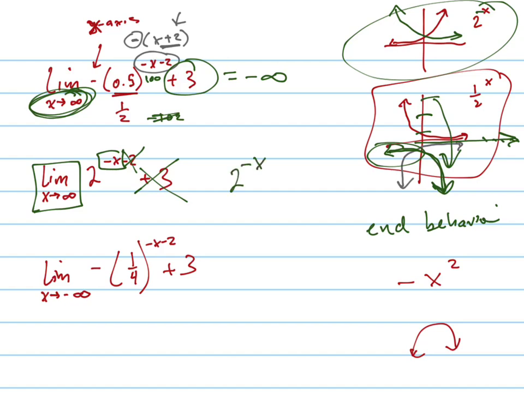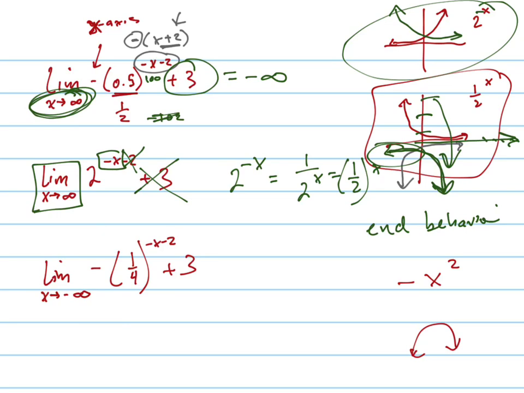2 to the negative x is the same as 1 over 2 to the positive x, which is like 1 over 2 to the x. That's what I meant. It's not a root. It just flips it. A root is a square root. I didn't mean to say root. I meant to say x. Yep, that's what it does.